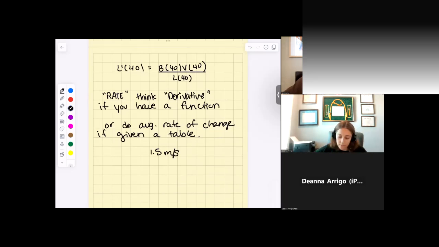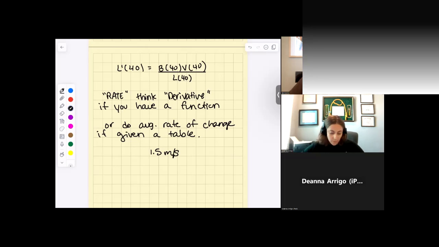Okay, so I have a little note for you. If you see the word rate, you should take a derivative if they've given you a function. But if they haven't given you a function, they gave you a table, if you hear the word rate, the only thing you can do is use the average rate of change equation, where you do f of b minus f of a over b minus a, to approximate.